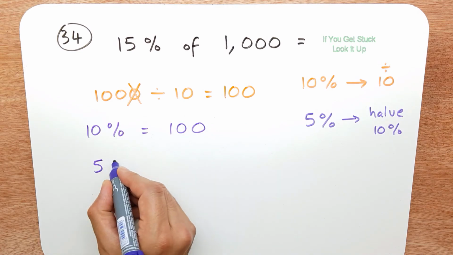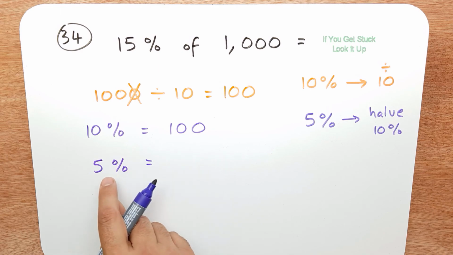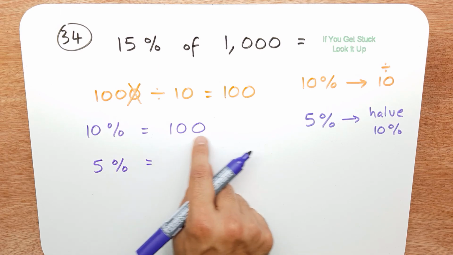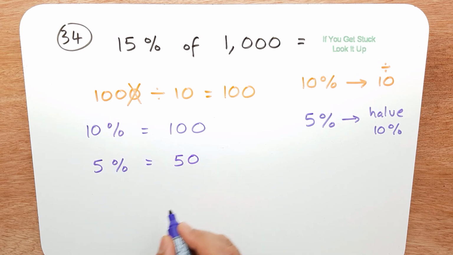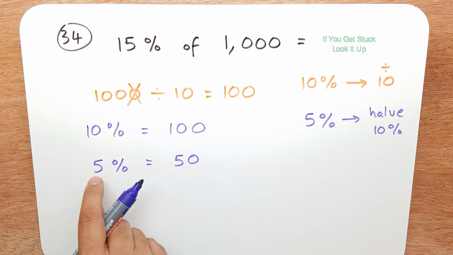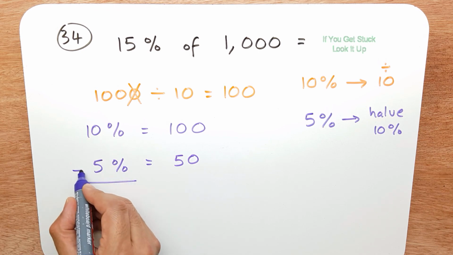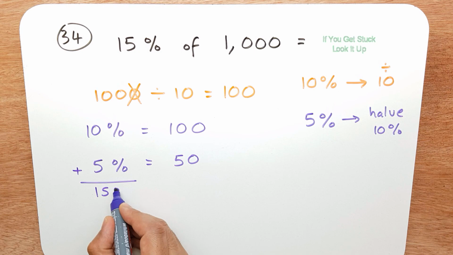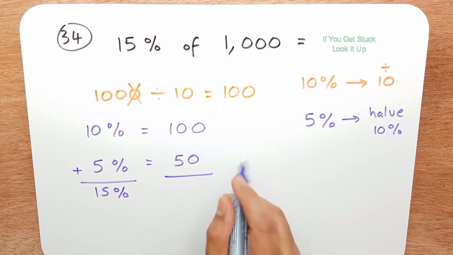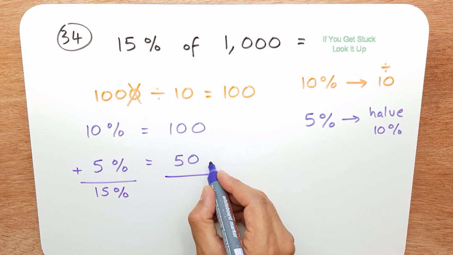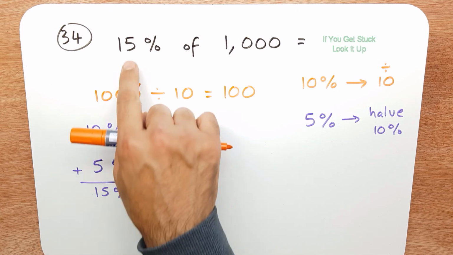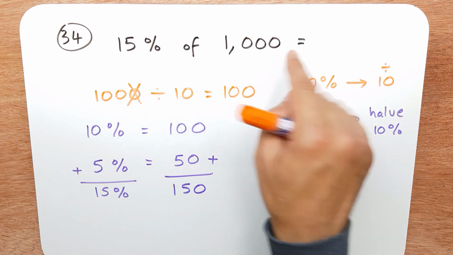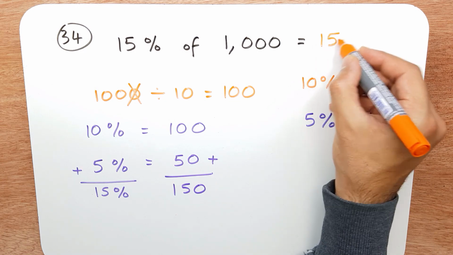So 5% is half of that. So half of 100 we should know is 50. So 10% plus 5% here is 15%. And 100 plus 50 is 150. So I know 15% of 1000 is 150.